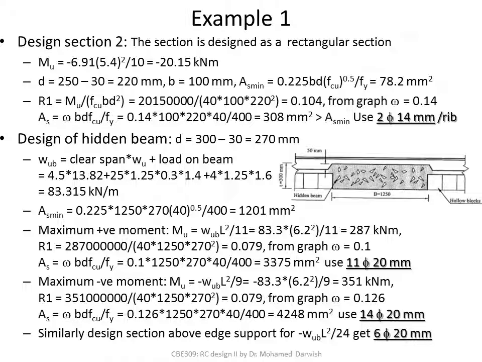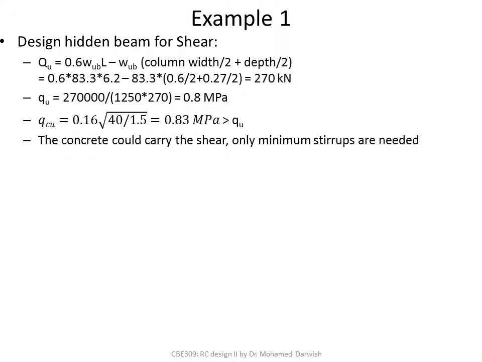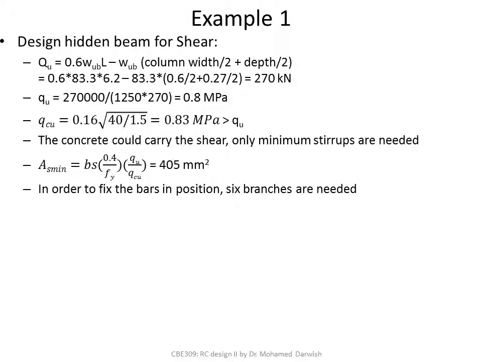At the edge above the support, because the moment is WI squared over 24, you will need 6 phi 20. Of course, it needs to be specially considered for shear, so you will calculate the shear force at D over 2 from the face of the column. You will find it to be 270 kilonewton. The ultimate shear is 0.8 megapascal. QCU ultimate is 0.83, so we only need the minimum stirrups, which are equal to 405 millimeters square.